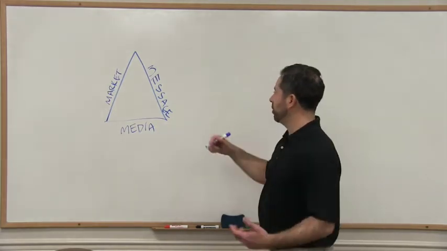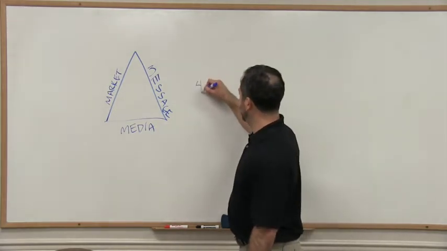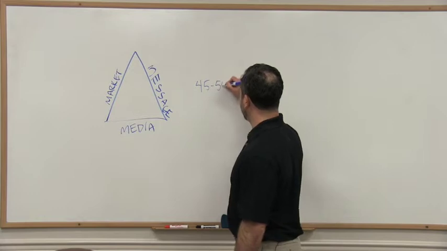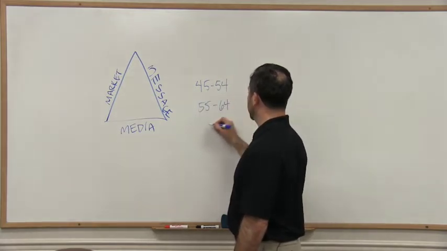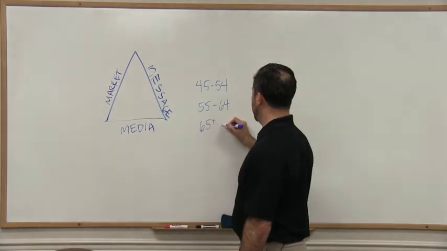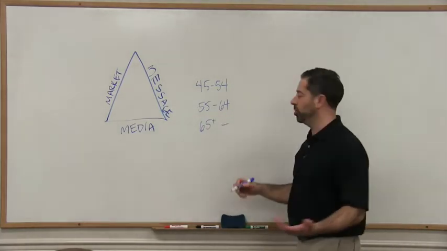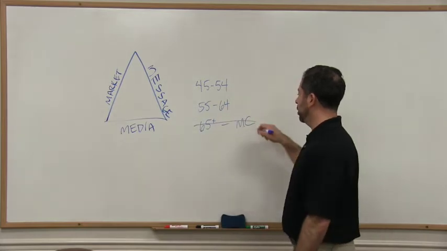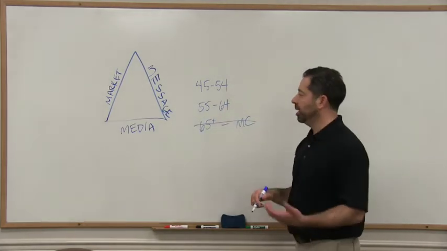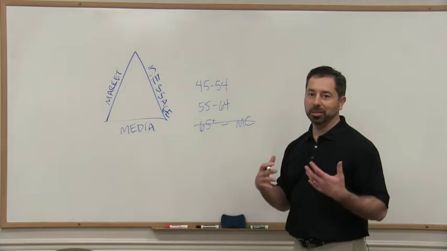So if you recall, I broke it down into 45 to 54, 55 to 64, and 65 and up. And basically, we can assume that Medicare is going to be this group right here. So we don't market to them. What Dave said works great.